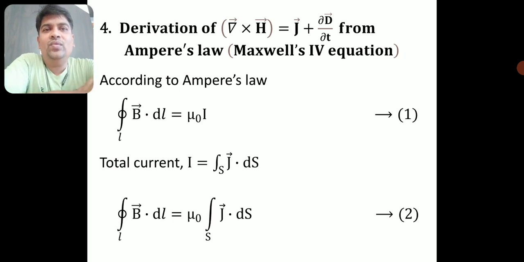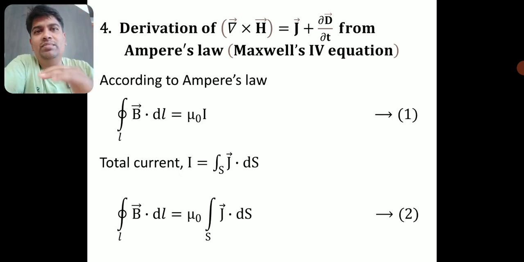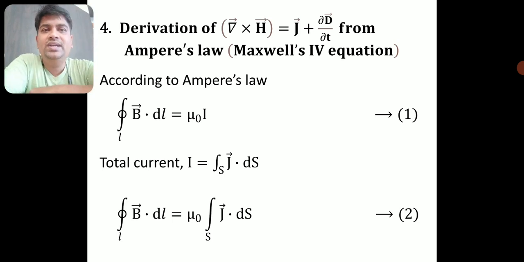Now we know the total current I is the surface integral of J dot ds. J is the current density, the current per unit area. If I multiply J with a very small area ds, I get the current in that small area. If I want the current through a complete surface, I have to integrate J dot ds over the complete surface. So the surface integral of J dot ds gives the total current.